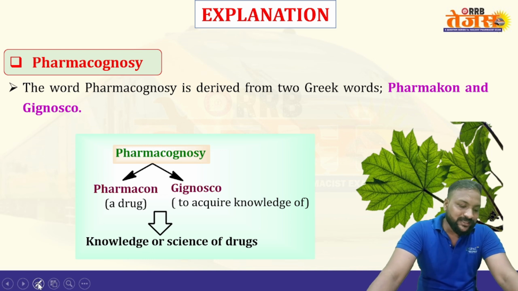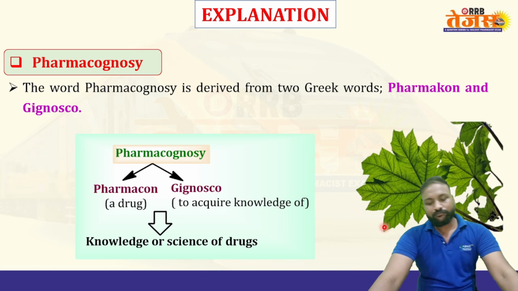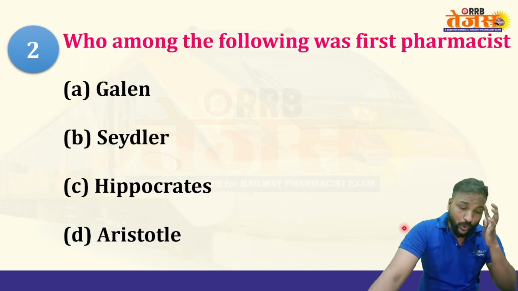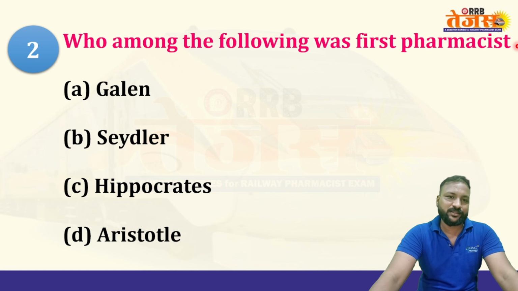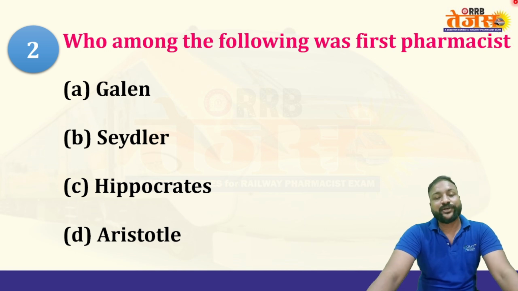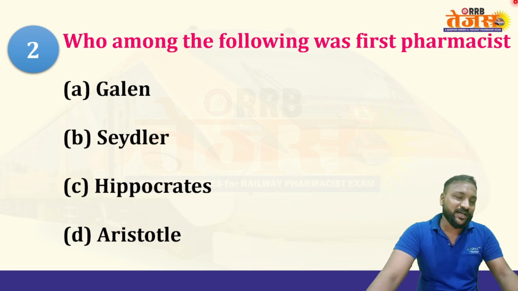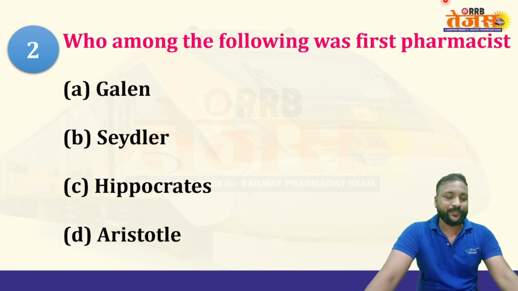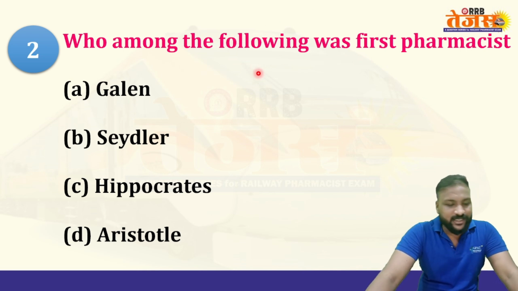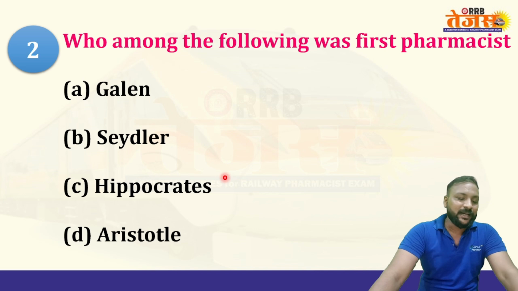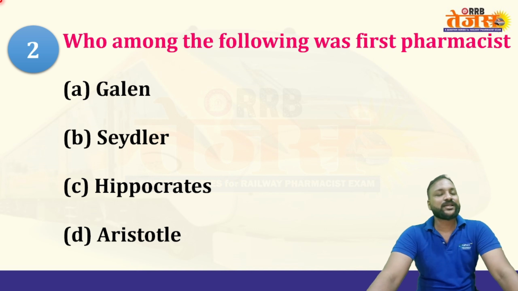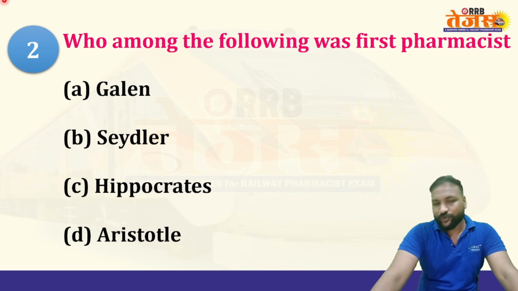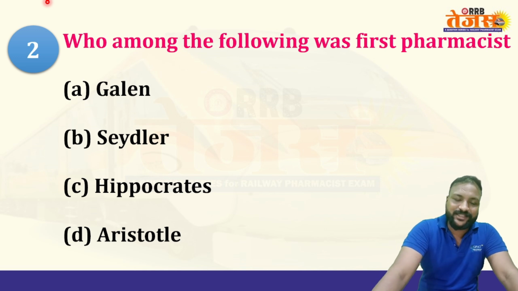Now we'll see the next question in this series. Who among the following was the first pharmacist? As we are going through the introduction, it will have history, scope, and definition. So the question is from the history. Who among the following was the first pharmacist? Option A is Galen, option B is Sedler, option C Hippocrates, and option D Aristotle. You should choose the right answer very carefully. There are four options here. So what will be the right answer for this question?